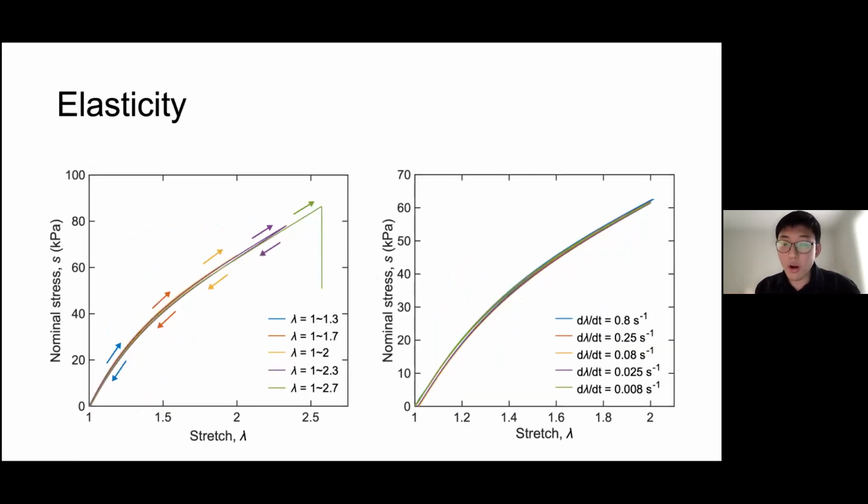As we discussed before, there is no filler. There is no secondary network that dissipates additionally. Therefore, this material is extremely elastic. The hysteresis between the loading and unloading curve is negligible. You cannot see it; it was less than 1%. And also there is no dependence on rate. We changed the loading rate from 0.8 per second to 0.008 per second. We couldn't see any difference. That means this material is a very, very elastic material. Viscoelasticity, the dissipation under deformation, is very limited.